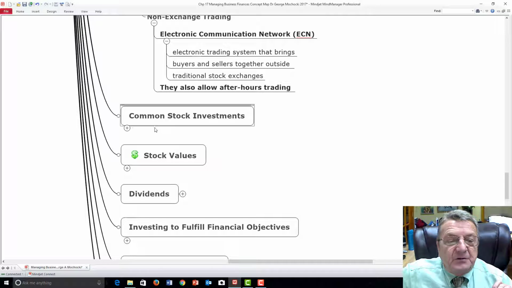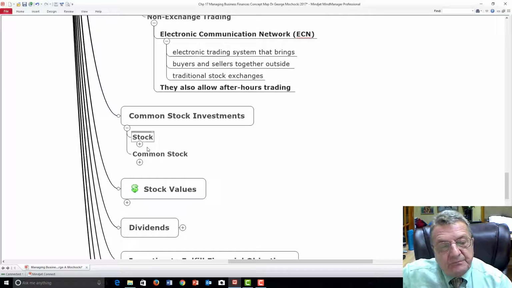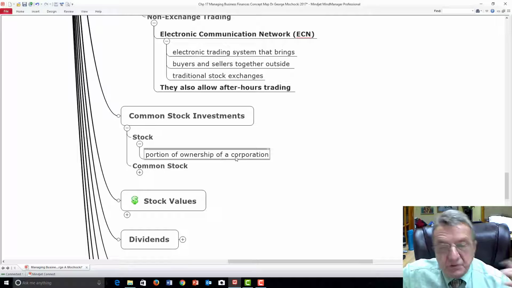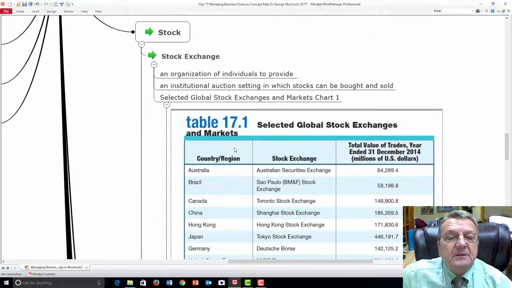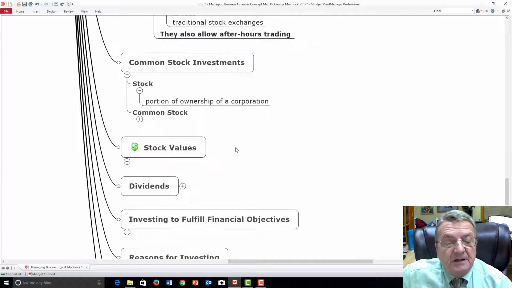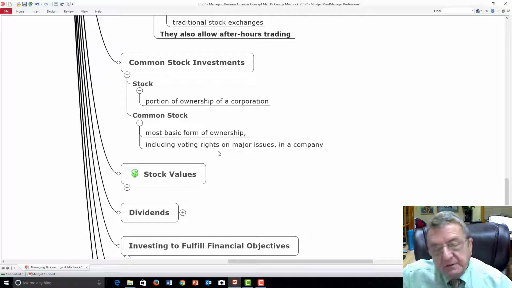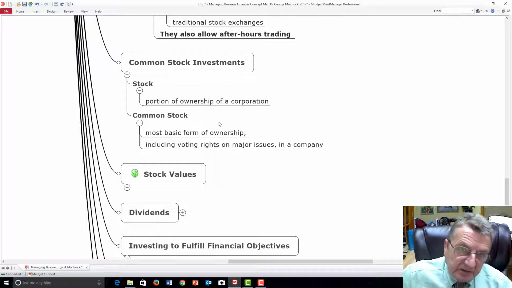All right, planting seeds. Okay, so common stock investment. We talked about stocks, a portion of ownership, and I probably could have put that in here. All right, I'll just leave it this way. Common stock is the most basic form, and then here I put preferred stock. This is just a repeat. I added that in from another course I'm teaching.